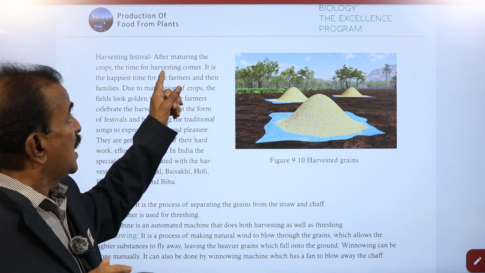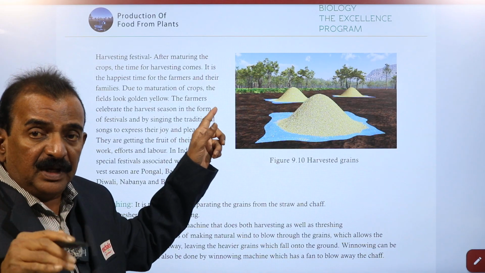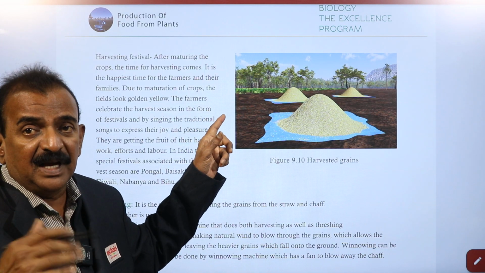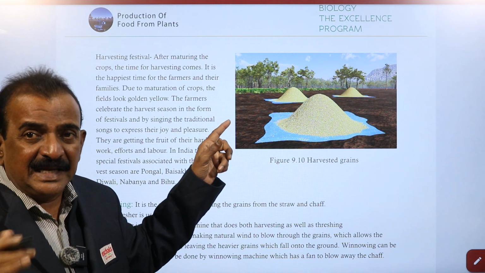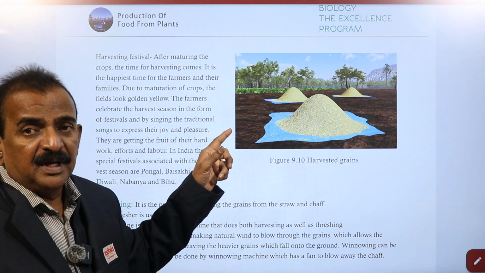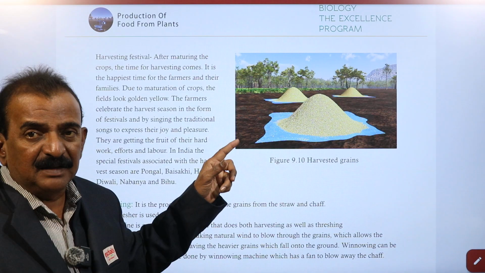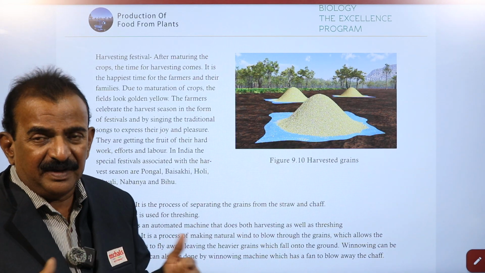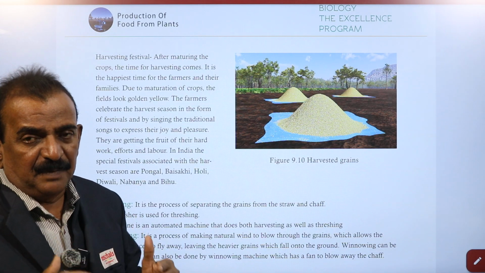Harvest festivals come after the crop matures. Farmers cut the matured crop with the help of a sickle or a harvester to collect grains, and that is called harvesting. Nowadays farmers use a mechanized harvester, so in a short period the total paddy crop can be harvested and they get grains from the crop.